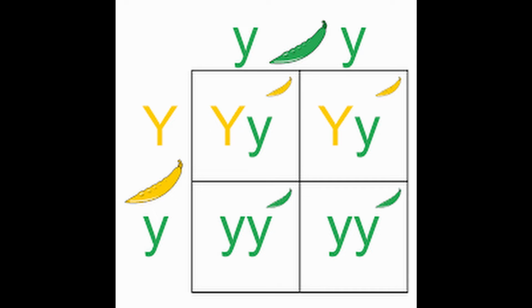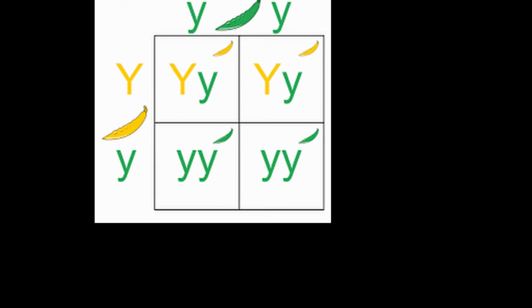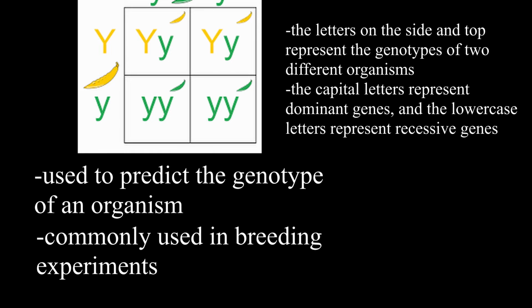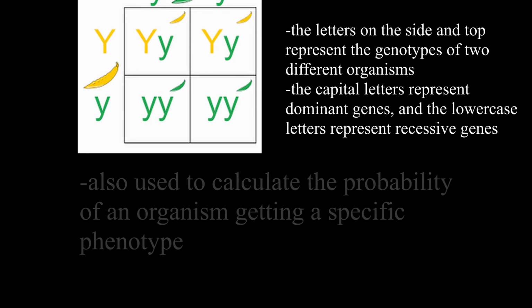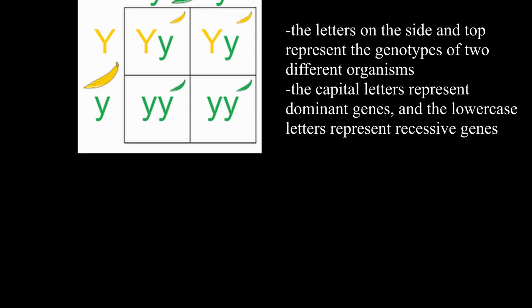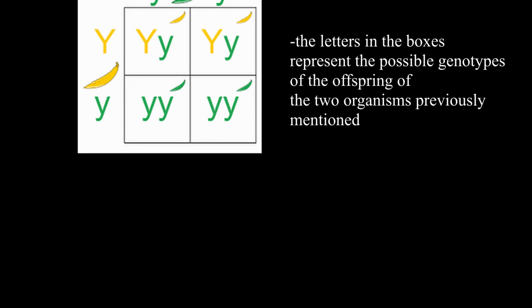So this is a Punnett square. A Punnett square is a diagram that people use to predict the genotype of an organism. It's usually used in breeding experiments. We can use the Punnett square to calculate the outcome of a phenotype. So using a Punnett square, we are able to calculate the likelihood that, for example, a person's eyes will be brown or a person's eyes will be blue.